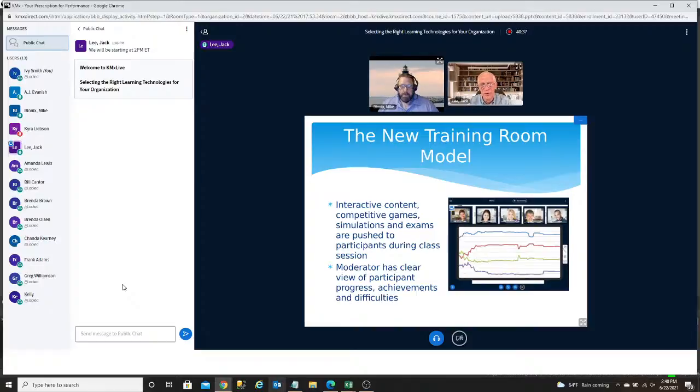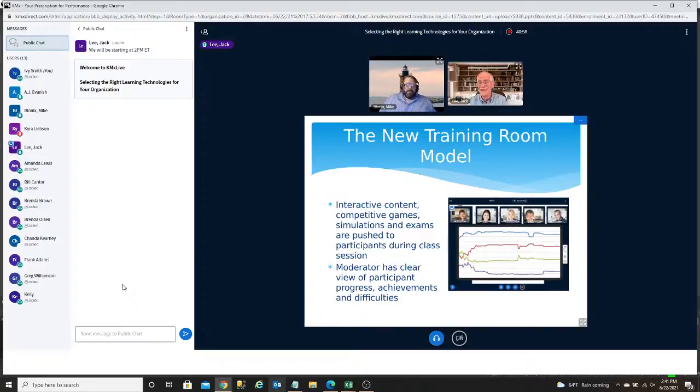instructor or moderator, as we call ourselves, being able to have a clear view of every student's progress through that element. So if you push an e-learning module to them, being able to see how they're answering questions, if they're keeping track with their peers, if they're falling behind, if you need to intercede as a moderator and help that person back on track.